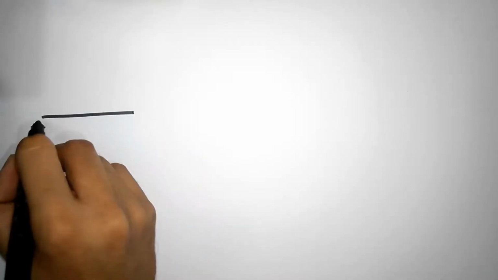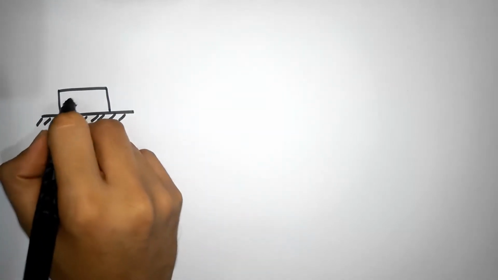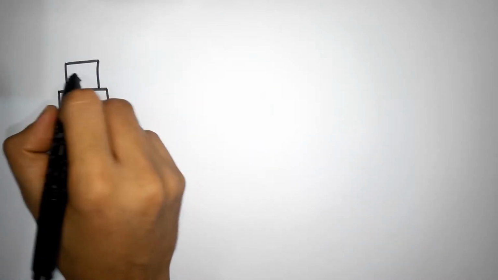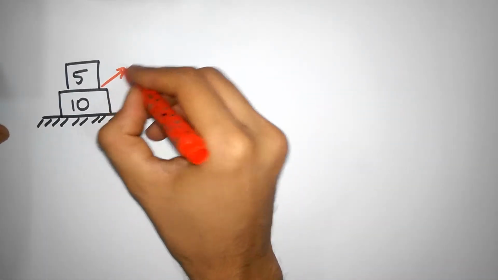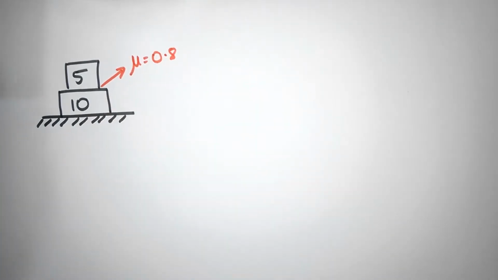We have two blocks which are kept on top of each other. This is block number 1, which is 10 kilograms, and block number 2, which is 5 kilograms. It's kept over here, and there is friction between them. The friction over here is given as 0.8.